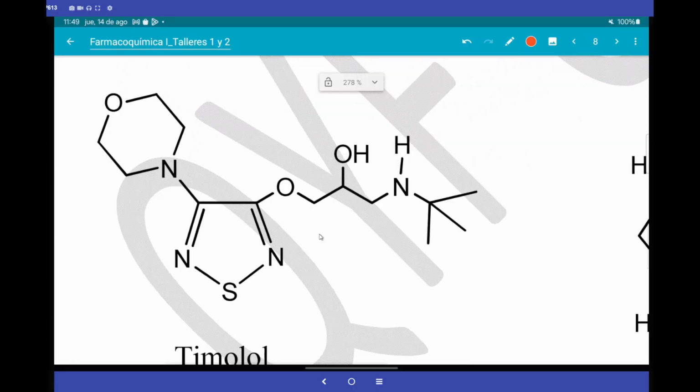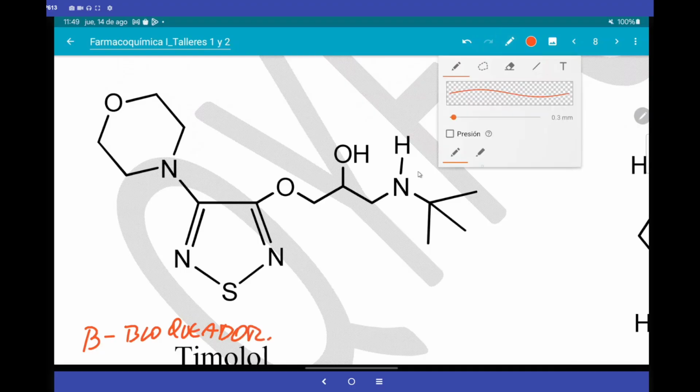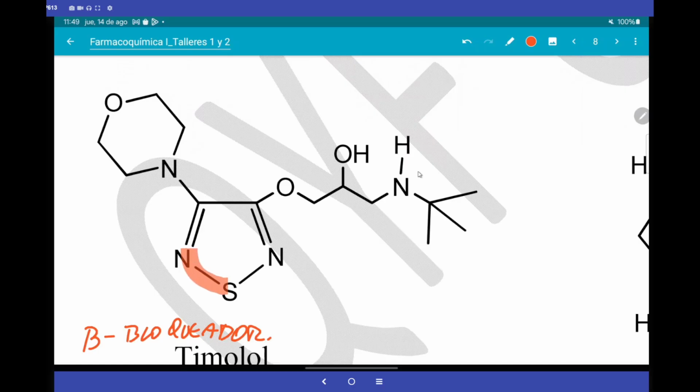We have that the first drug is called timolol, which is a beta blocker agent. Look. What happens here? This is a beta blocker. We have the ring that you see here. I am going to upload or send at some point a small list of heterocycles that we have to know for the purposes of this course. This ring is a thiadiazole because it has two nitrogens and it has a sulfur.